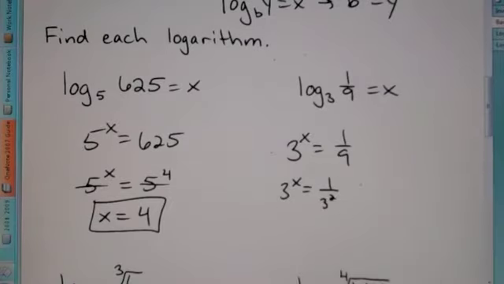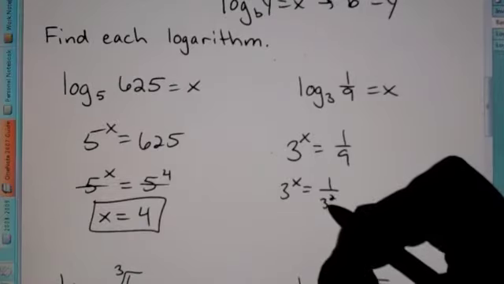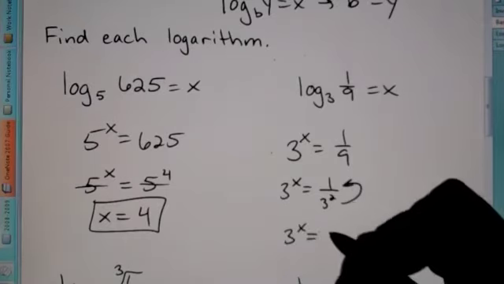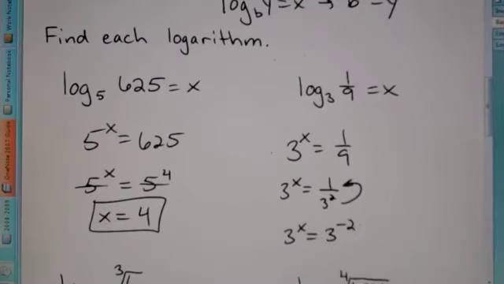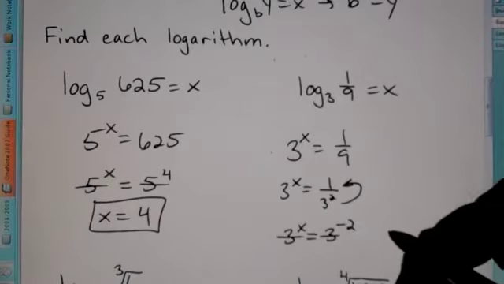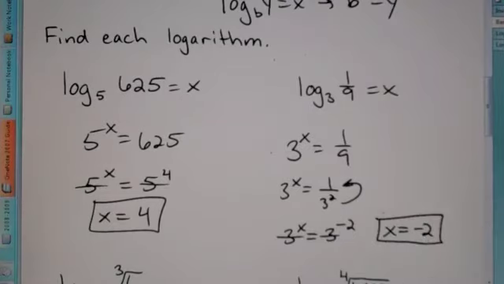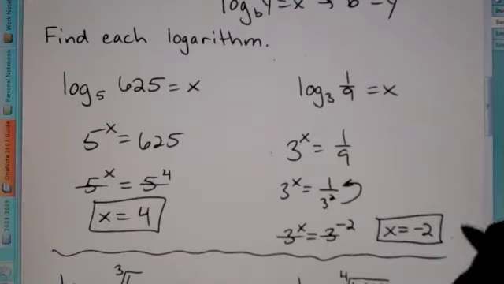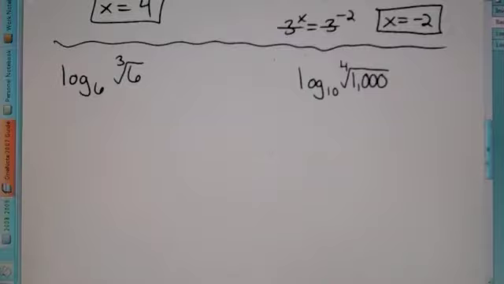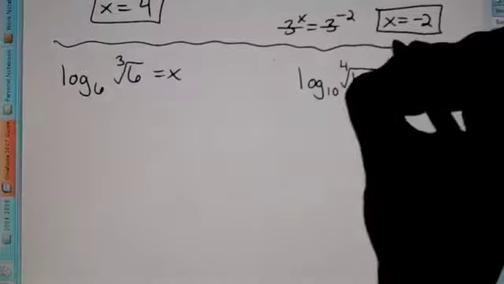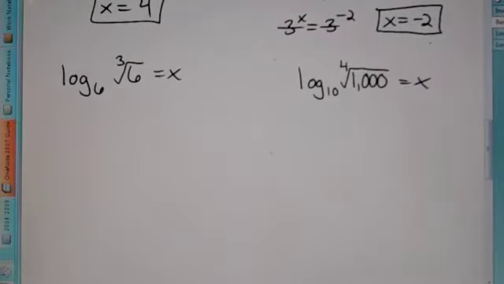So what you can do, as we've done a few chapters ago, when you have something in the denominator with an exponent, we just move it to the top by making that exponent negative. And now that we have 3 as both of our bases, we can cross those out. So our final answer is x is equal to negative 2. Okay, so again, find that logarithm. All right, the next problem. Here we have log. We're going to solve again. Find the logarithm. It's actually the same set of problems.